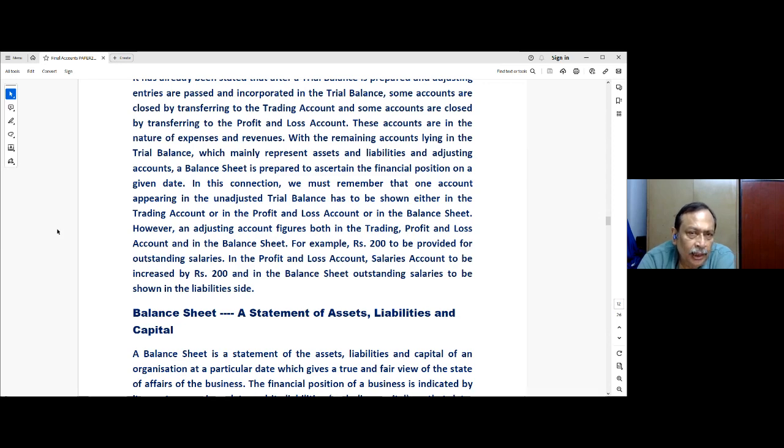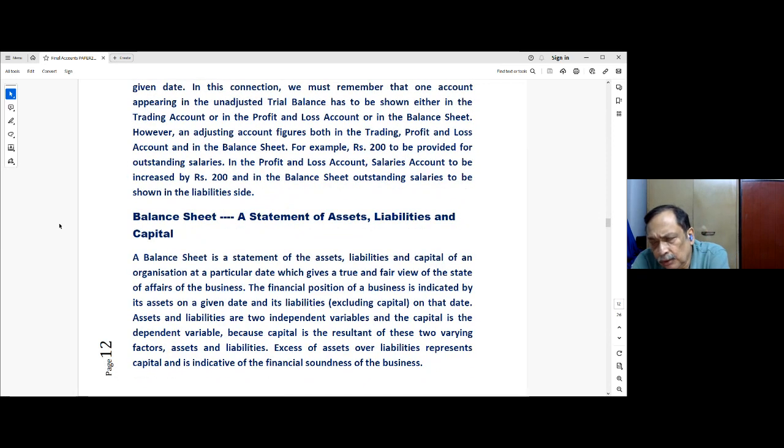Okay. Now we may say that balance sheet is a statement of assets, liabilities, and capital. A balance sheet is a statement of the assets, liabilities, and capital of an organization at a particular date, which gives a true and fair view of the state of affairs of the business.